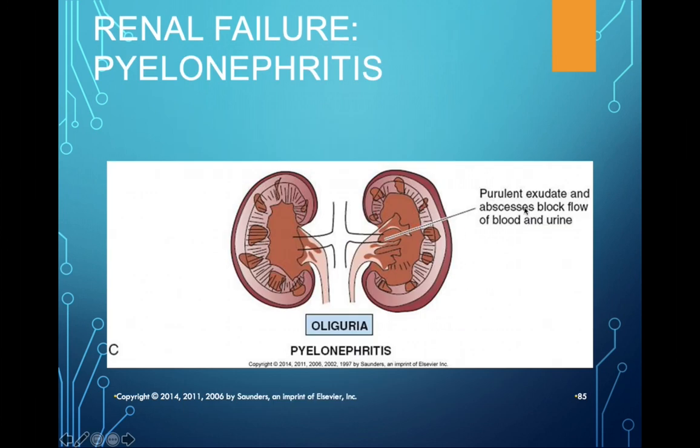Here is purulent exudate, and there are some abscesses here that are blocking the flow of urine. This is going to create oliguria and pyelonephritis. We did that earlier on, pyelonephritis.